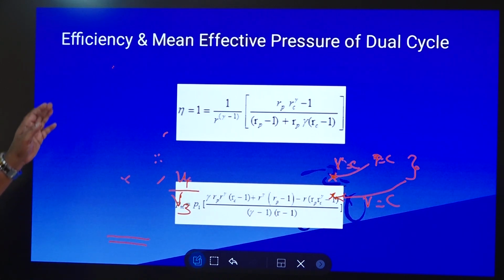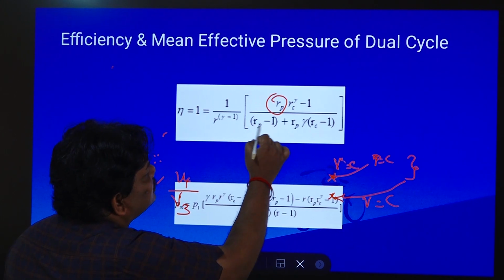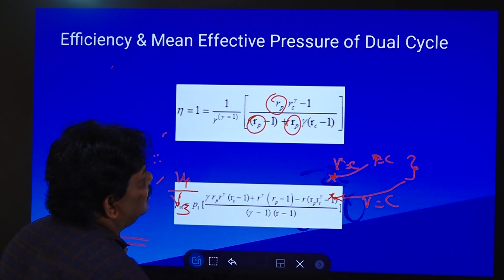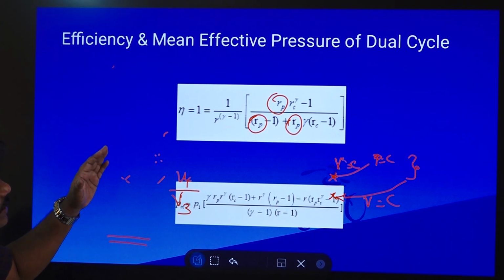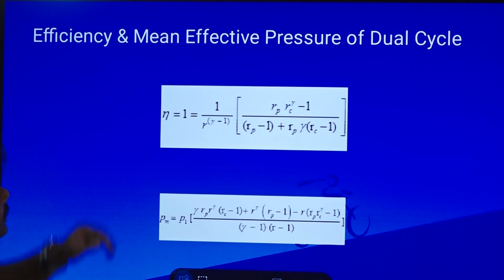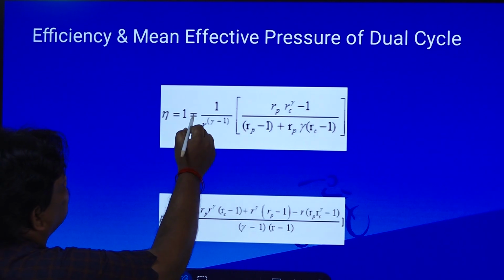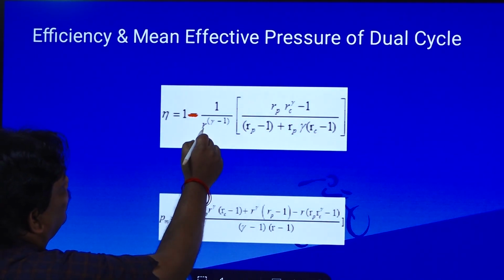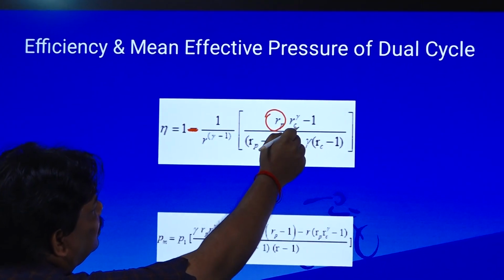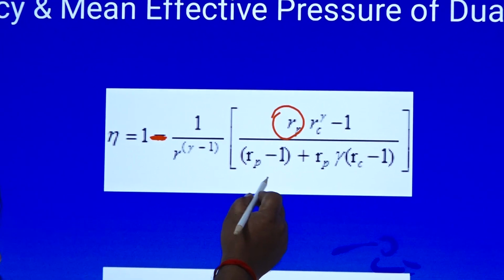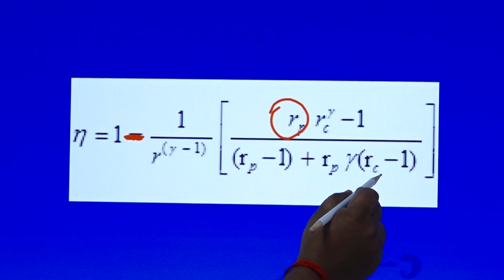So these are the formulas for efficiency. Additionally you have this pressure ratio. In this dual combustion cycle, you have to remember all these things, and you have to compare Otto and diesel. The efficiency for the dual combustion cycle is eta equal to 1 minus (1 by r to the power gamma minus 1) into [rp times rc to the power gamma, minus 1] divided by [(rp minus 1) plus rp into gamma into (rc minus 1)].